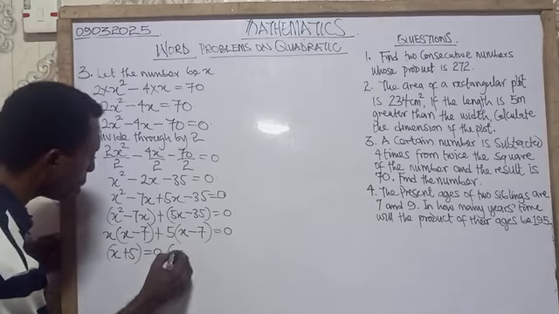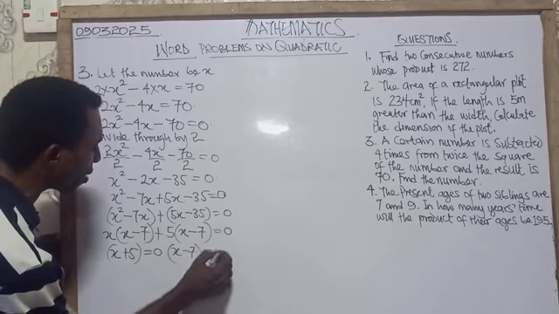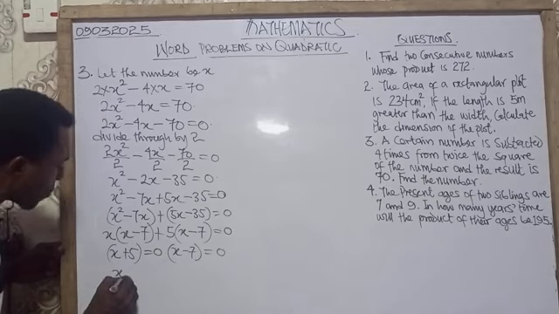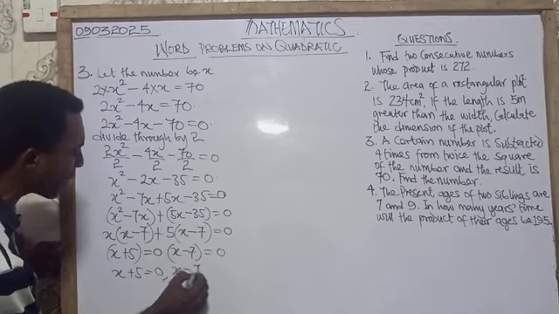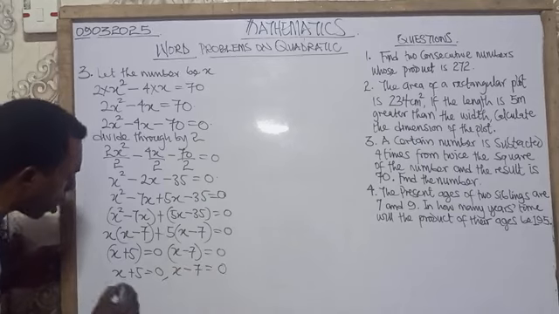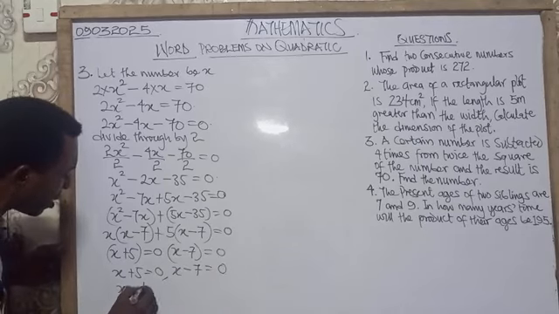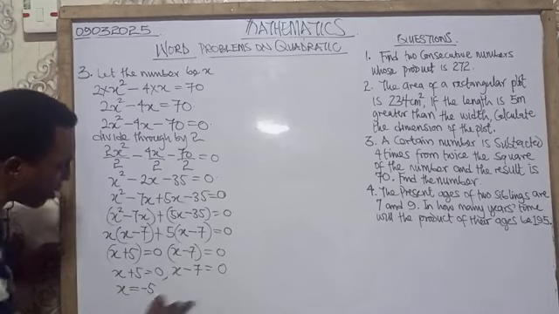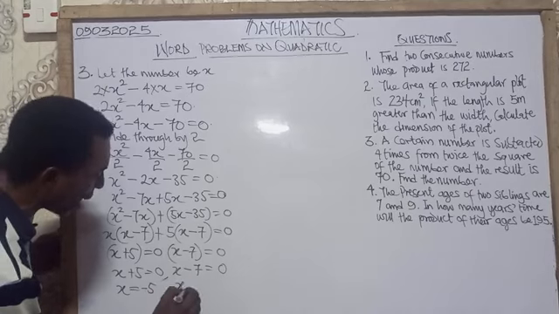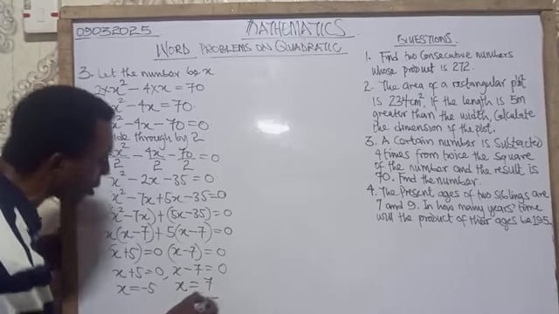So we have x plus 5 equals 0 and x minus 7 equals 0. So x is equal to minus 5, or x is equal to 7.